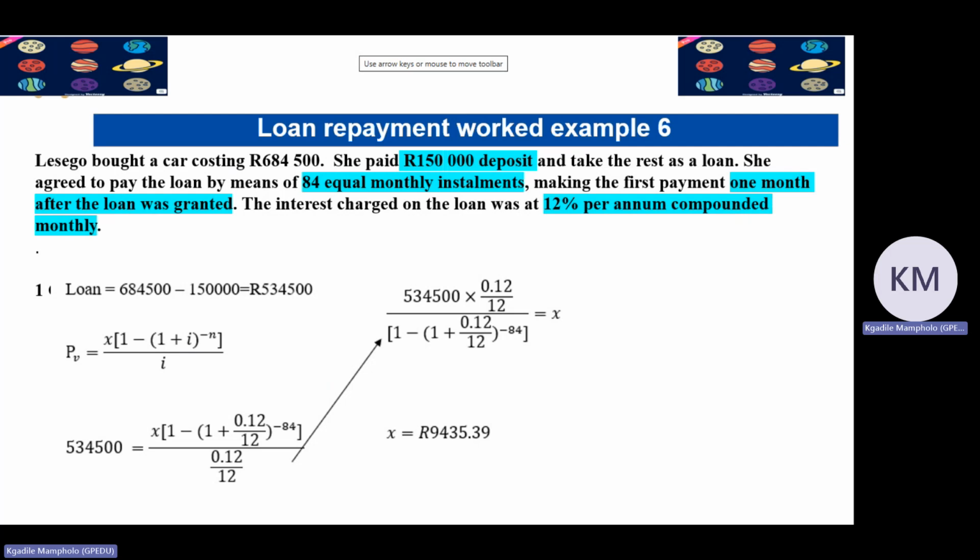So if you pay a certain amount in cash, it must be subtracted from the price. The remaining amount is the loan, which is substituted as the present value, because they cannot charge you interest on the amount that you paid in cash. That is why it must be subtracted.